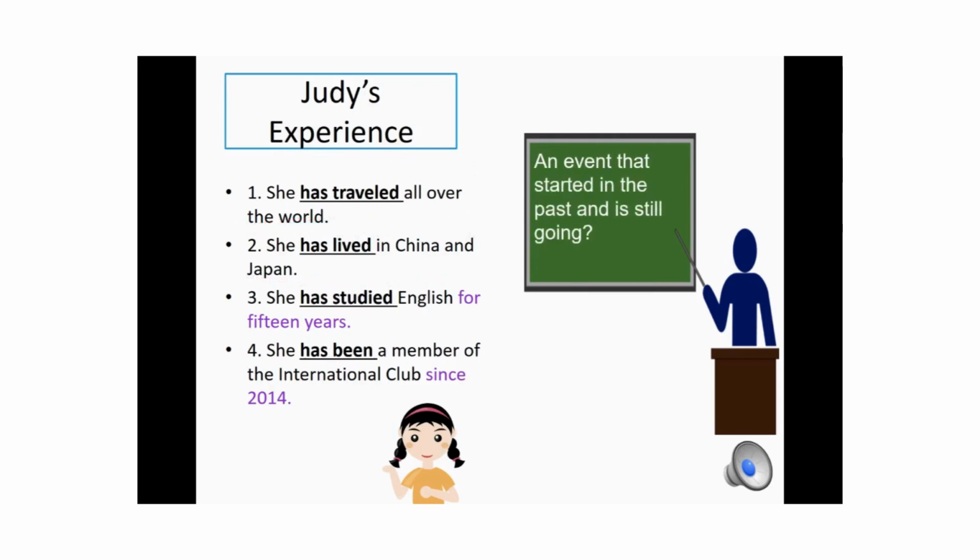Now, can you find an example of an event that started in the past and is still going? Here's a hint. Look for since or for. Yeah, number 3. She has studied English for 15 years. That means she started 15 years ago and she's still studying it. She has been a member of the International Club since 2014, and she still is. Good job.